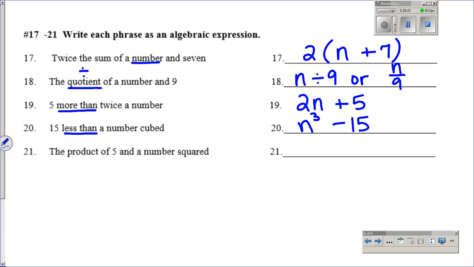Okay, 21 says the product, so keyword here, product means to multiply. The product of 5 and a number squared. So we're going to say 5 times the number squared. We can always simplify when we're multiplying a number and a variable. We can just simplify it as a coefficient. So you could also write this as just 5n squared.